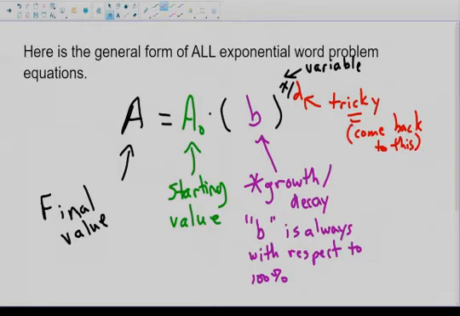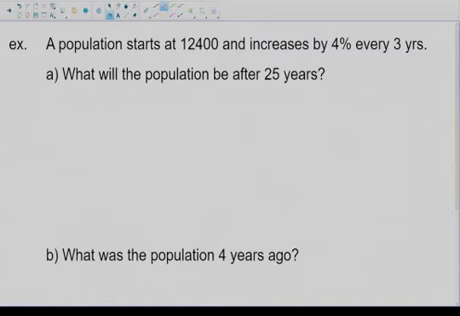I'll explain D in a little bit, okay? So this is your general format for all exponential word problems. Let's take a look at some examples. A population starts at 12,400 and increases by 4% every 3 years. What will the population be after 25?